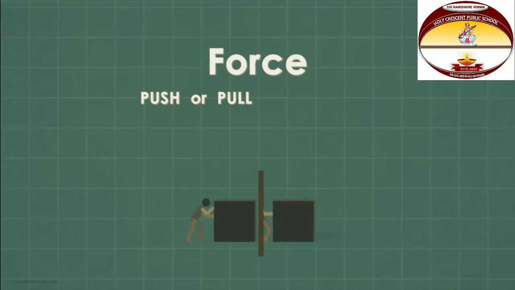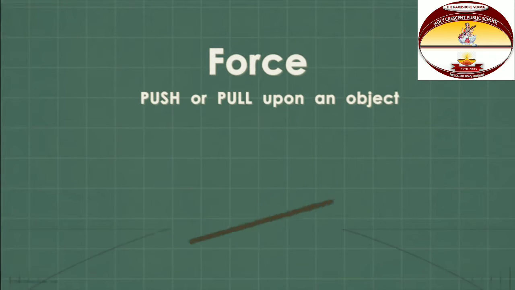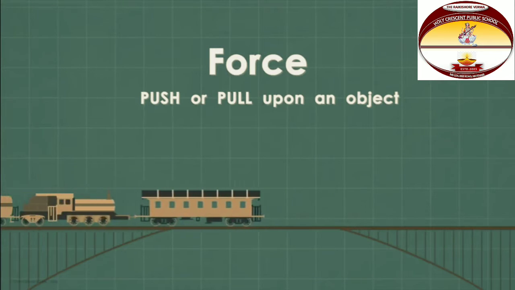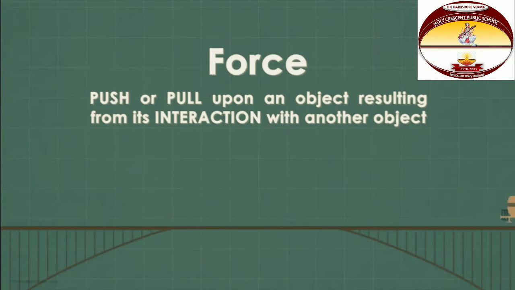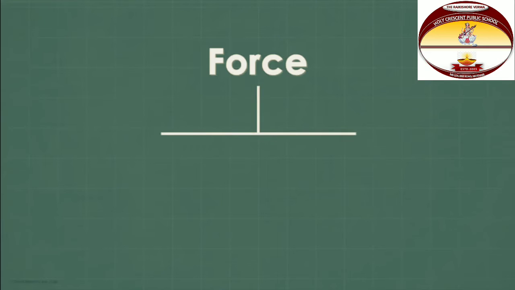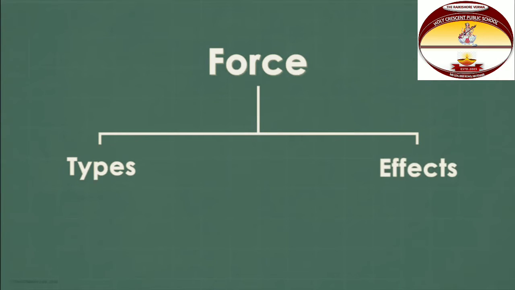In the first part, we saw that force is not just a human pushing or pulling an object. A force is a push or pull upon an object resulting from its interaction with another object. There are two things we will cover in this video: types of forces and the effects of forces.